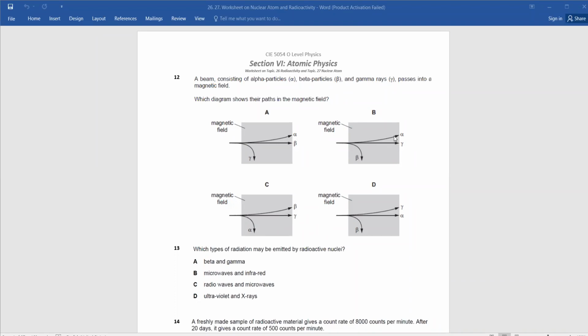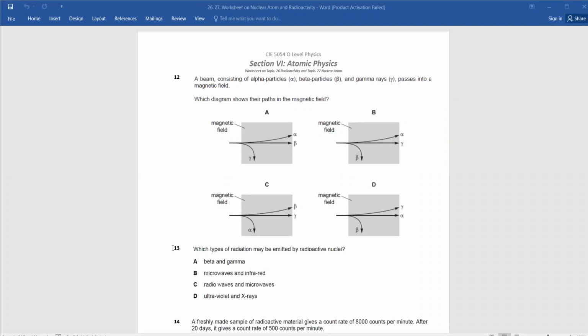Yes, I understand, sir. Then we can go to the next one. What I wanted to say to you is that if you make the direction of the magnetic field opposite, then the direction of the deflection will also be changed. So this diagram is representing a magnetic field that is into the page. That's why alpha is going up and beta is going down. From our previous knowledge we can understand that it is into the page.